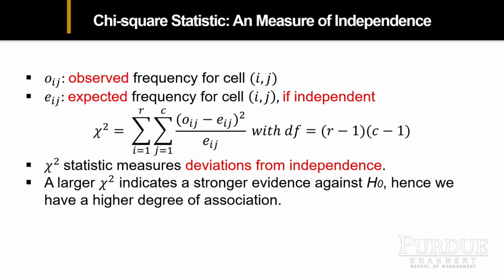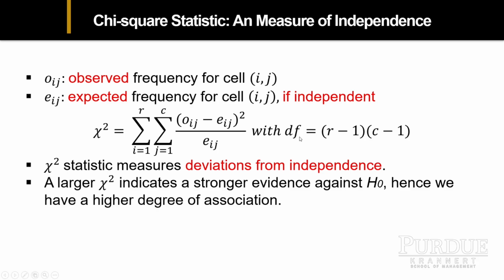The chi-square statistic is a measure of independence. Here's the formula of the chi-square statistic. The basic intuition is that we denote O_ij as the observed frequency for cell ij and E_ij as the expected frequency for cell ij if independent. If these two are independent, we can calculate the expected one. Then we calculate the difference between the expected one and the observed one, square it, divide by the expected one, and sum over all the entries. That's called the chi-square statistic.